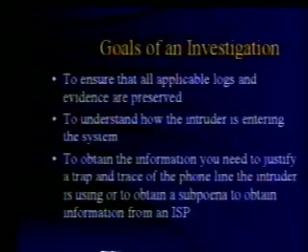Second one is to understand how the intruder is entering the system. We can't begin a backtrace if we don't understand how the intruder is entering our system, so that's critically important. The next thing is to obtain the information we may need to justify a trap and trace if the phone line is the means of entry.